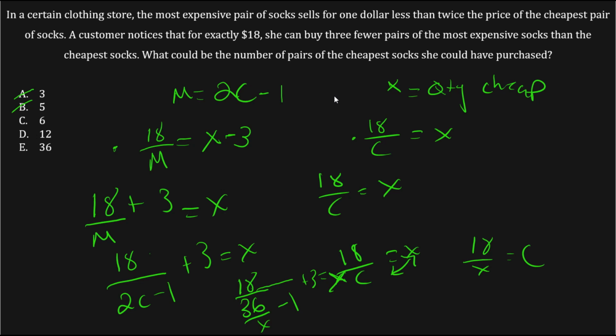36 divided by 6 is equal to 6. Minus 1 was 5. 18 does not work. 36 divided by 12 is 3 minus 1 is 2. 18 divided by 2 is 9. 9 plus 3 is 12. And x is equal to 12. So that one works. Not even going to bother with E. Alright, perfect.